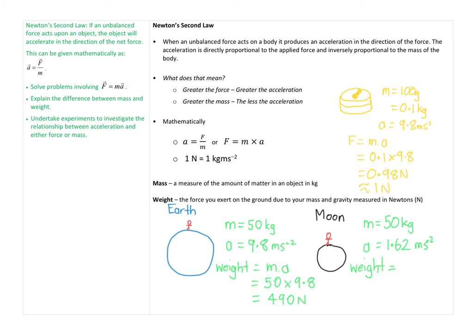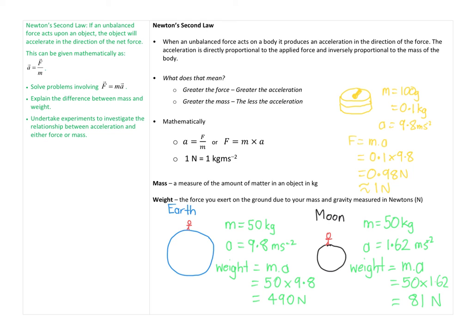However, if you went to the moon, on the moon, the acceleration due to gravity is only 1.62 meters per second squared. And what that would mean is that when we work out our weight, which is that force on the ground, it would be 50 times 1.62, which would equal 81. I haven't grabbed a calculator, so I hope I have got that right. 81 newtons.